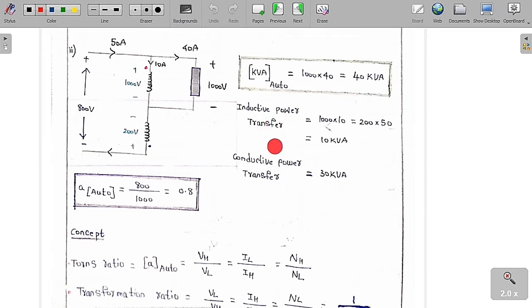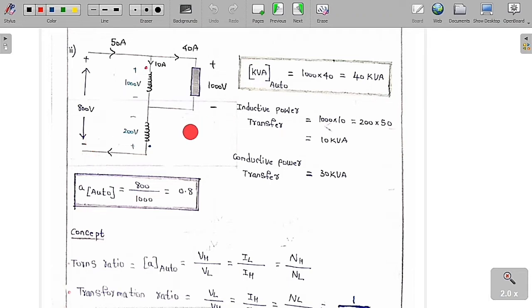What is the inductive power transformed? It is 1000 volt into 10 ampere or 200 volt into 50 ampere, and we are going to get 10 kVA. What is the conductive power transformed? It is the overall kVA minus the inductive power transformed, 40 minus 10, which is nothing but 30 kVA. So what is the turns ratio of the auto transformer?